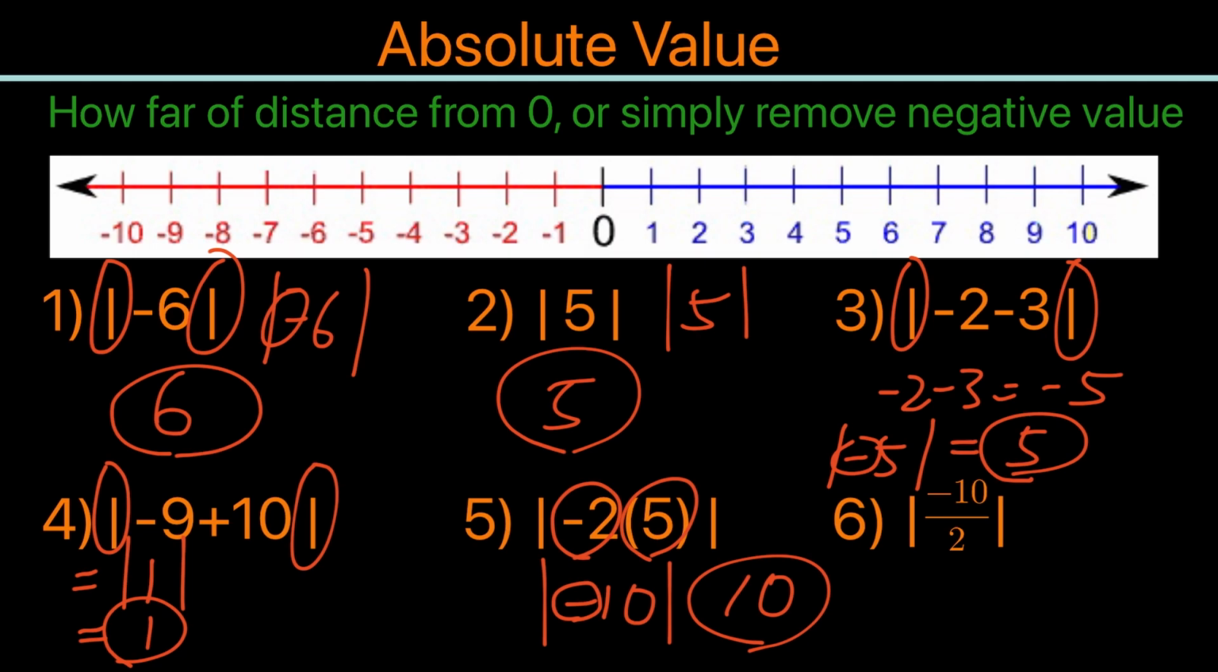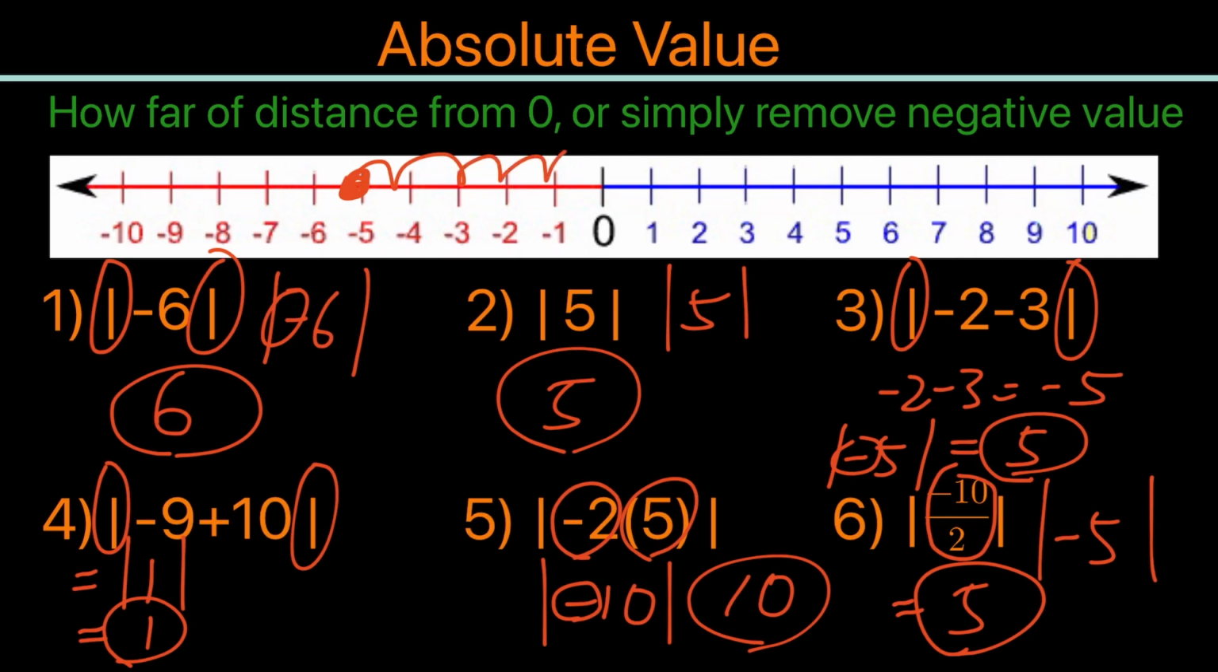Now for the 6th example, we have a fraction of -10 over 2. So we need to first solve what's inside, and that would be -10 divided by 2. We have -5 within the absolute value, and we know -5 would become 5 by removing the negative value. And if you want to do it from the number line, -5 here, 1, 2, 3, 4, 5.